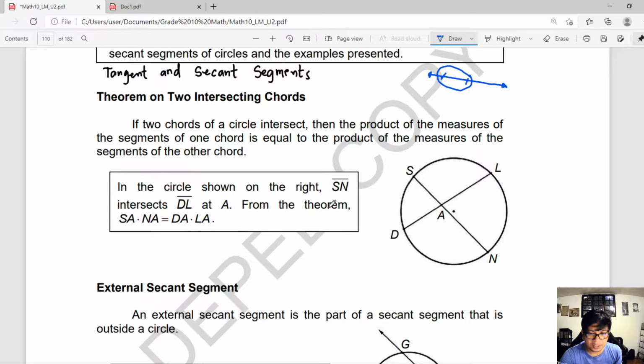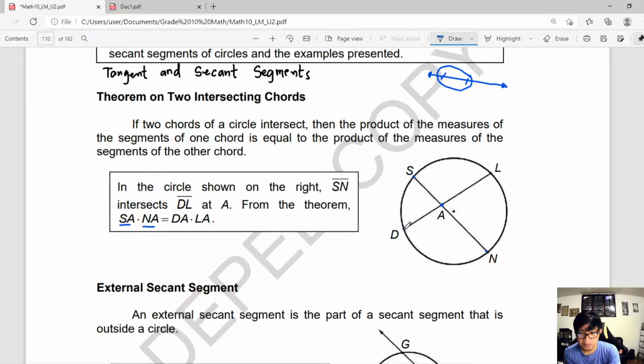So, in the circle shown on the right, chord SN intersects chord DL at point A. From the theorem, the theorem says that the product of the two segments of a chord, this one, SA is a segment and NA is also another segment. So, the theorem says that the product of the two segments, which is SA times NA, is equal to the product of the two segments.